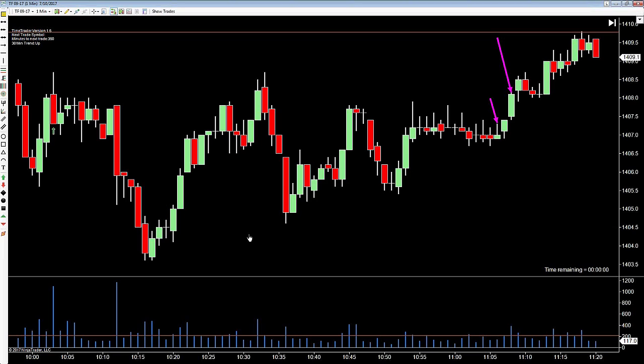But I'm doing it as I'm watching volume going. I'm watching a candle go, and as soon as it looks like it's bigger than the previous candle, I'm getting ready to take the trade. Hope that kind of cleared it up for you.